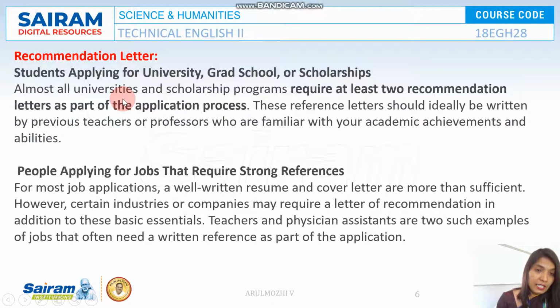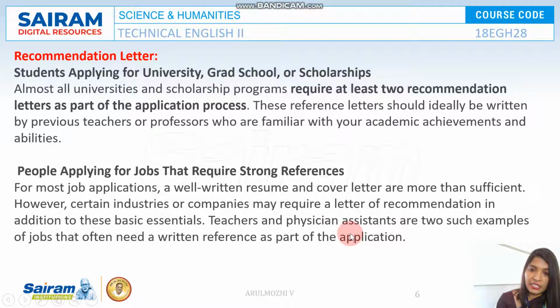So these recommendation letters are needed for a student to move further ahead in his career or in his studies, or by an employer to the employee. People applying for jobs that require strong references. Take for example, for most job applicants, a well-written resume and cover letter is enough. But sometimes certain industries always recommend a recommendation letter. However, certain industries or companies may require a recommendation letter in addition to these basic essentials.